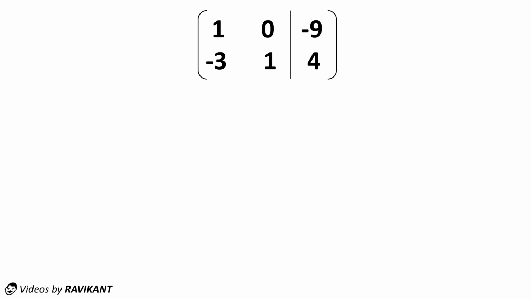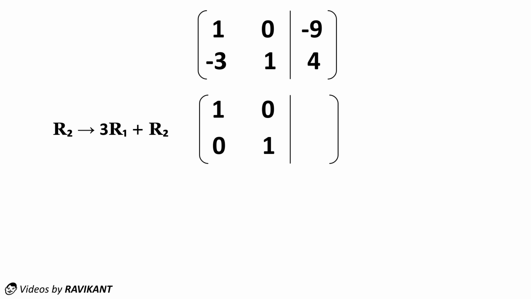Now we have all diagonal elements as 1. Now we have to make the rest of the elements 0. So we have only minus 3 remaining, which is not 0. To make it 0, we apply this operation R2 tends to 3R1 plus R2. After applying this operation, we get all diagonal elements 1 and the remaining elements 0. And on the second side, we get minus 9 as the first element and minus 23 as the second element. So this is our echelon form, which is also known as the 2 cross 2 order matrix or identity matrix.